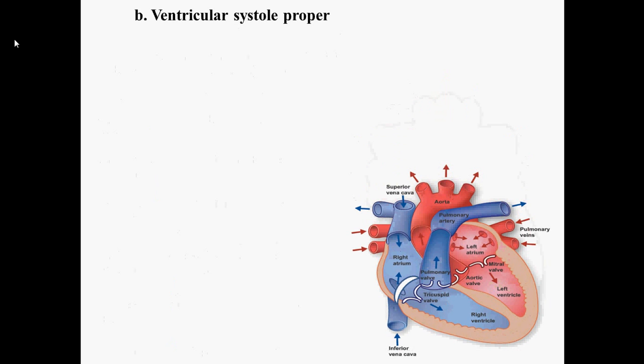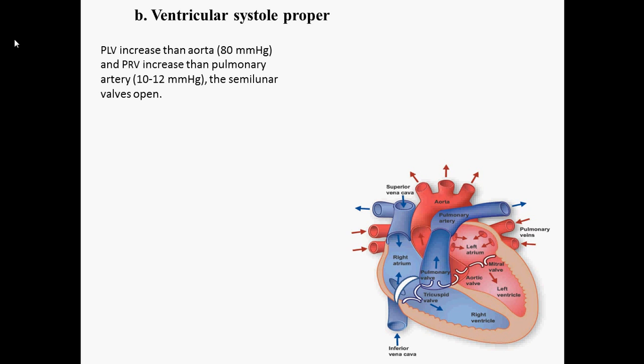Now this phase is followed by ventricular systole proper. In this ventricular systole proper the ejection of the blood takes place. It is a proper systole, proper contraction, ventricles contract.